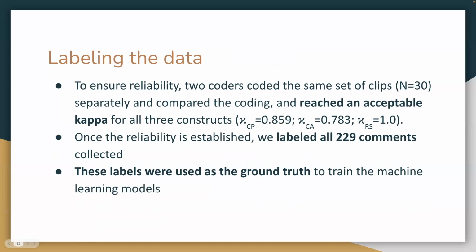After the operationalization of the constructs, we proceeded to coding the data. To ensure reliability, two coders coded the same set of comments separately and compared their coding, and acceptable kappa has been reached for all three constructs. And once we had the reliability established, we labeled all 229 comments collected, and these labels were then used as the ground truth to train the machine learning models.